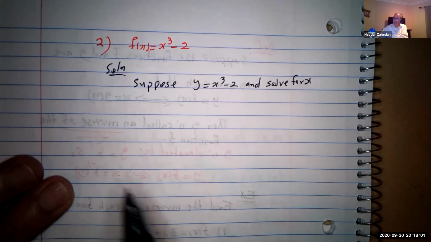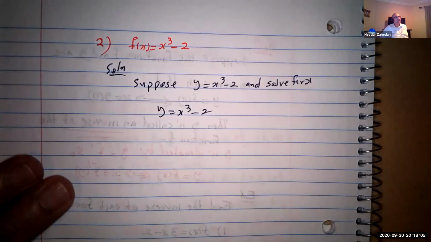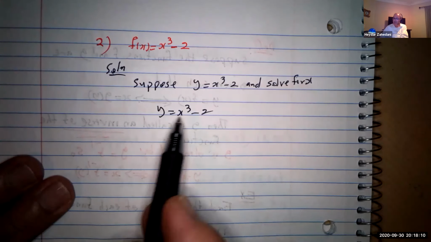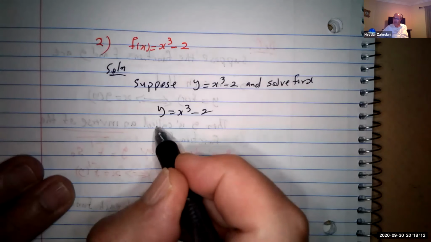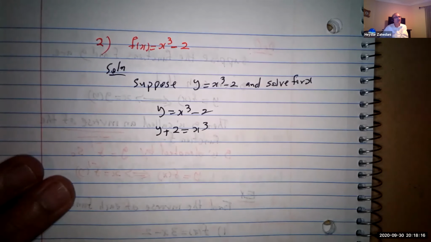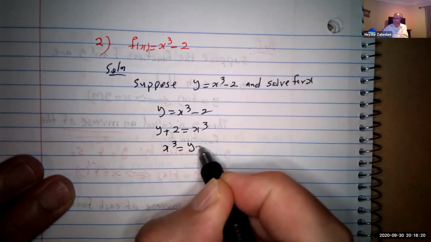Solve for x. This is it. y equals x cubed minus 2. In your book, you switch; I give you both methods. Solve for x means y plus 2 equals x cubed, or x cubed is equal to y plus 2.